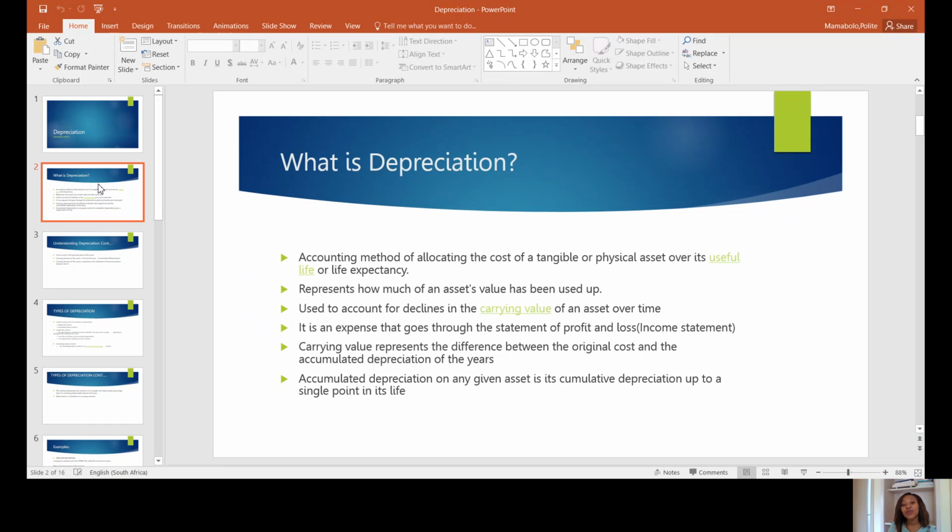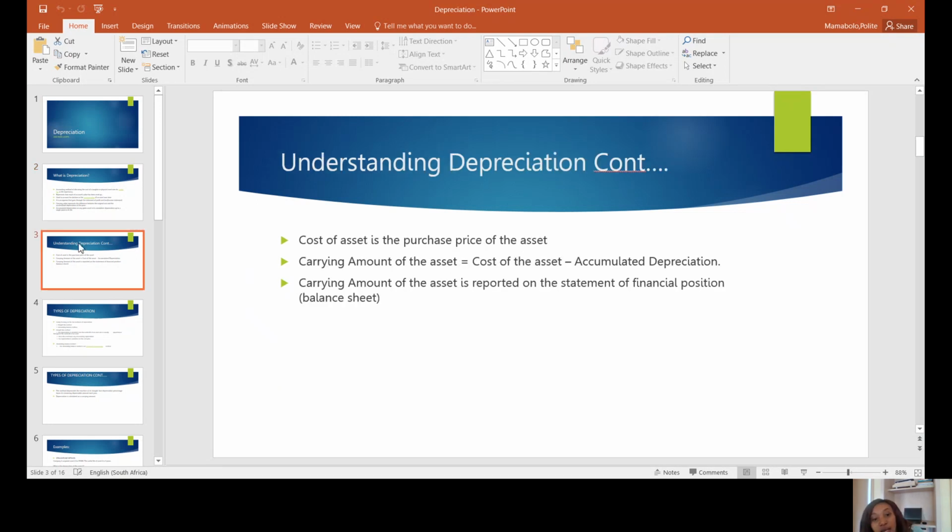The carrying value represents the difference between the original cost of the asset as well as the accumulated depreciation. So every year we depreciate our asset, and over the years, those cumulative depreciations are called accumulated depreciation. The cost of an asset is the purchase price of the asset. The carrying amount of the asset is the cost of the asset minus accumulated depreciation. This is very important because throughout this topic, you'll hear more about the carrying value of the asset, and you'll also be required to calculate the carrying value of the asset.